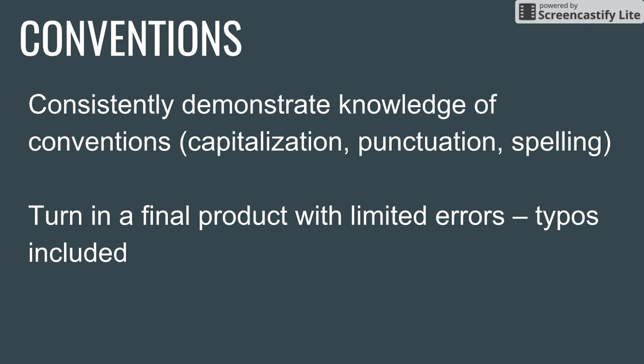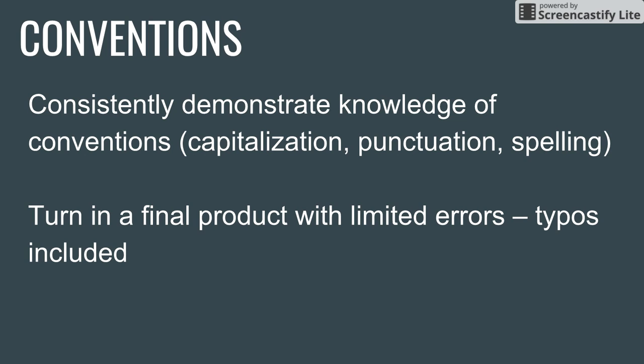Your conventions are also being graded. We want to make sure that you can consistently demonstrate the knowledge of capitalization, punctuation, and spelling. You are typing these, so it is easier to make typos when you're doing this. You want to make sure you're turning in a paper that's got limited typos, and make sure that you've capitalized and you've used punctuation and you've used the space bar and the tab button appropriately so that your essay does not have many errors. Really, the language in the rubric says turn in a final product with limited errors.